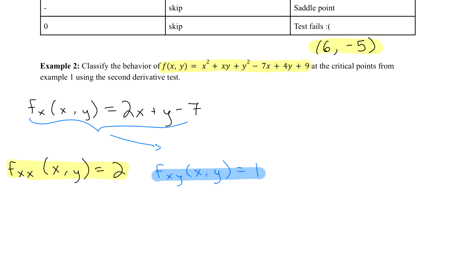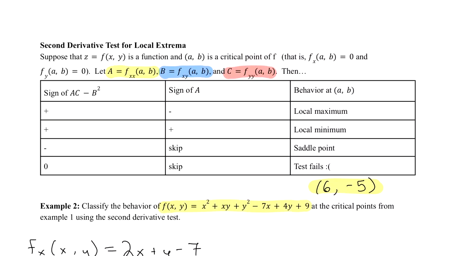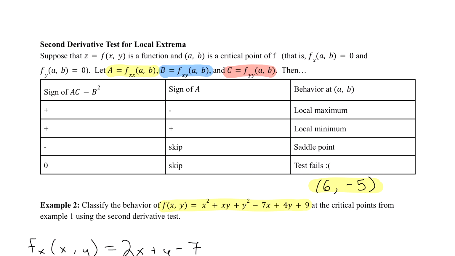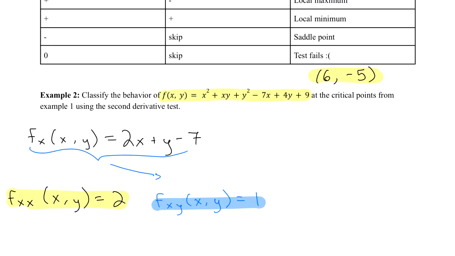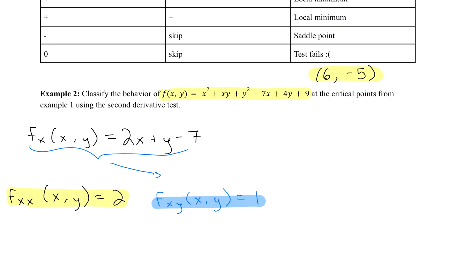I do have one more to go here. If I scroll back up, I need to find the second order partial derivative, first with respect to y, and then with respect to y again. So back to our problem, looking back at our original function right here, I'm going to find first the first order partial derivative.